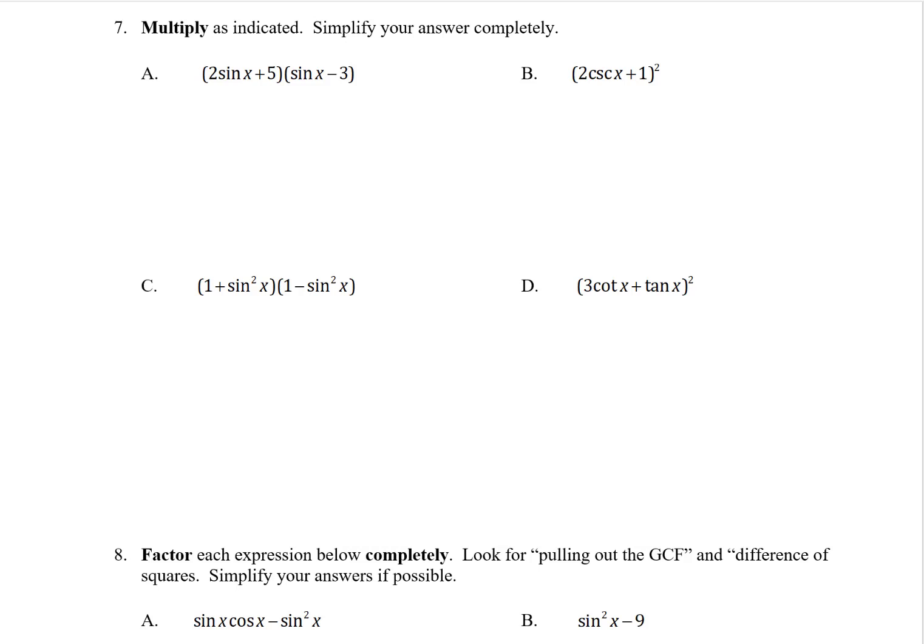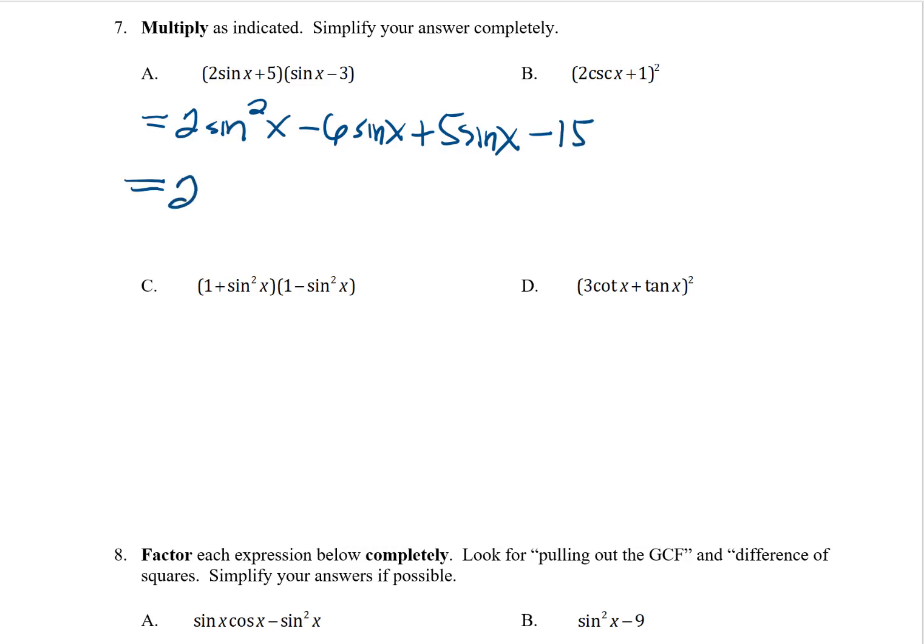Problem number 7. We're being asked to multiply here. Part A looks like a FOIL problem. 2 sine x times sine x would be 2 sine squared x. The outer term is minus 6 sine x. The inner one is plus 5 sine x. And the last looks like minus 15.